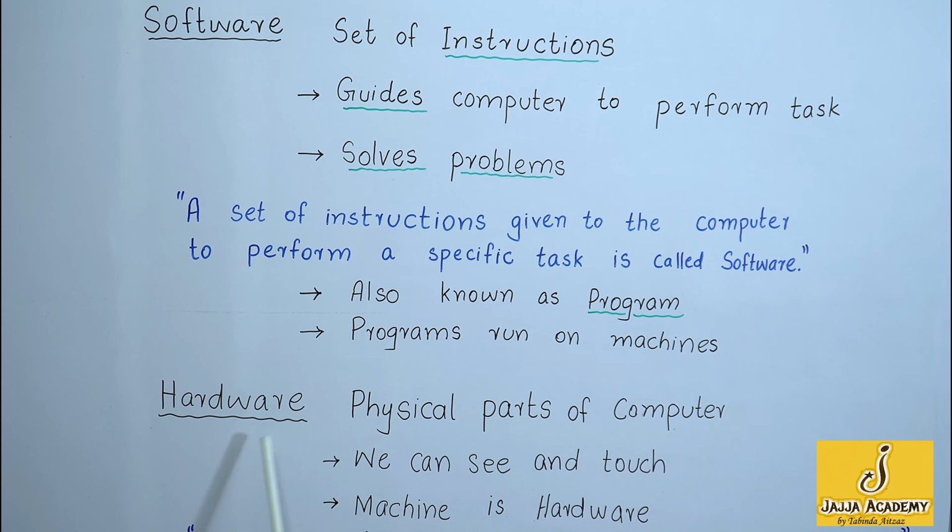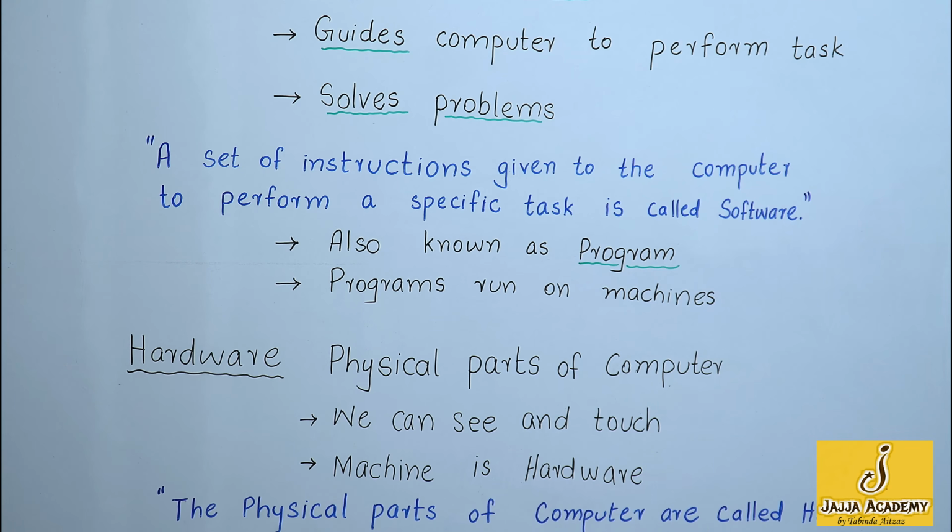Let's define hardware. Physical parts of computer are known as hardware. For example, keyboard is a physical part, mouse is a physical part, because we can see them and touch them. So the parts of computer that we can see and touch are known as hardware. In simple words, I can say that machine is hardware. The formal definition of hardware is that the physical parts of computer are called hardware.